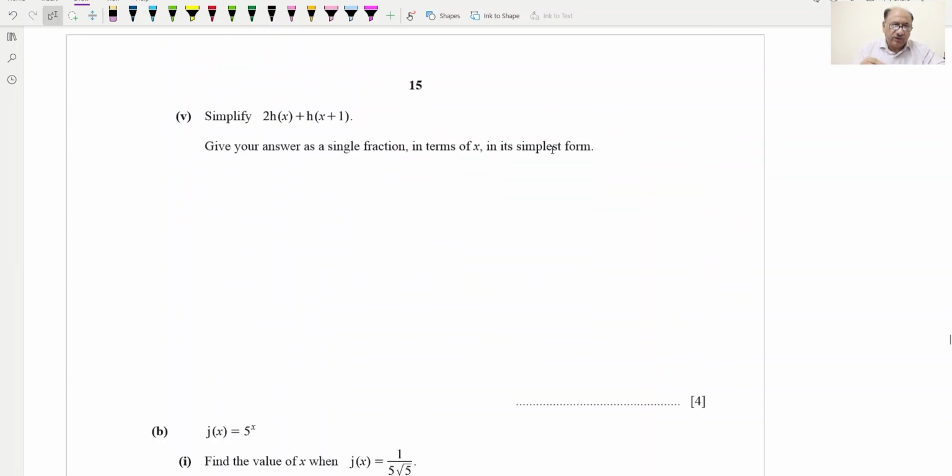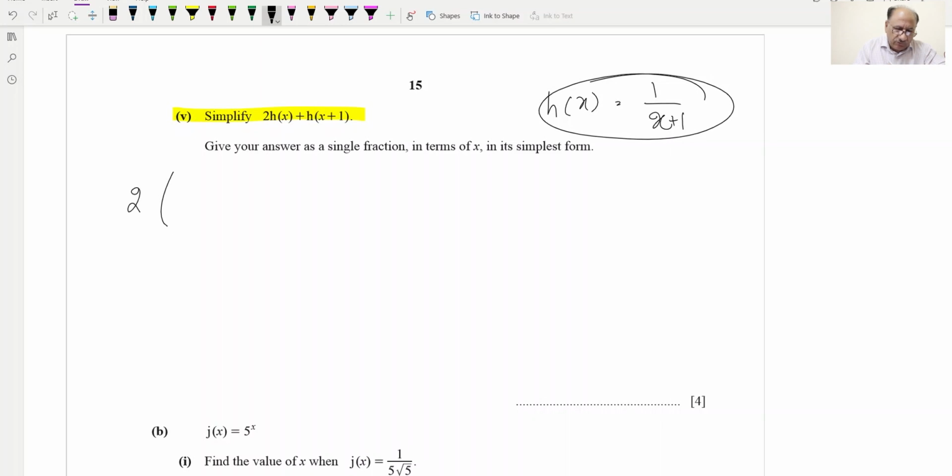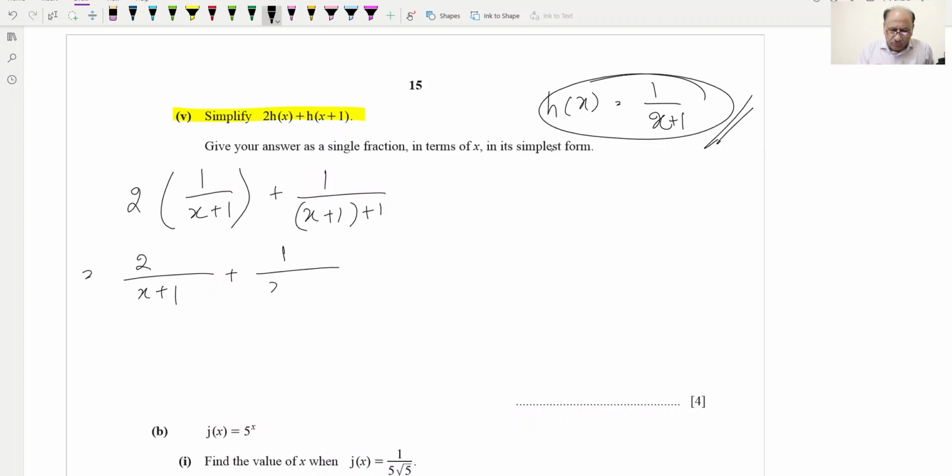Now we have to simplify. And simplify what? Simplify 2h of x. H of x is equal to 1 over x plus 1. This is our h of x. So 2 of h of x will be what? 2 of h of x will be this one, 2 into 1 over x plus 1 and plus h of x plus 1. So we will replace x by x plus 1 in this one, and we will get 1 over x plus 1 plus 1, and this one we can rewrite it as, we will rewrite here, so this will be 2 over x plus 1 and plus this will be 1 over x plus 2.